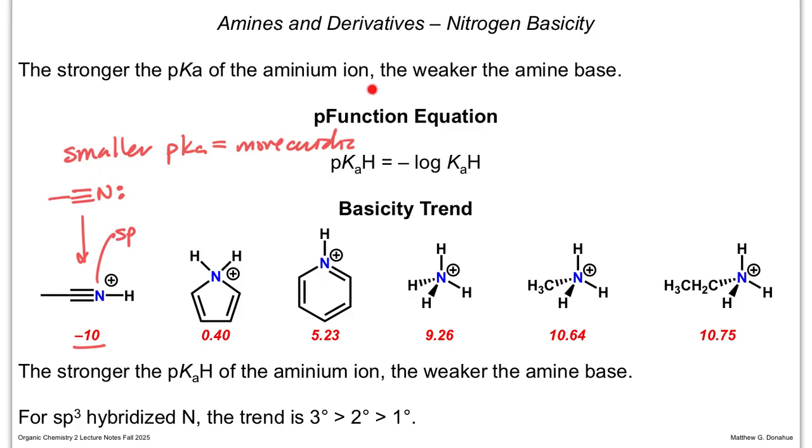And then let's go to the other end here. What's the hybridization of that nitrogen? sp3. So this is 10.75. So it's a lot weaker. So it's a weaker acid, meaning that's a stronger base.